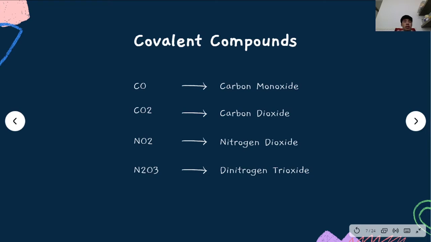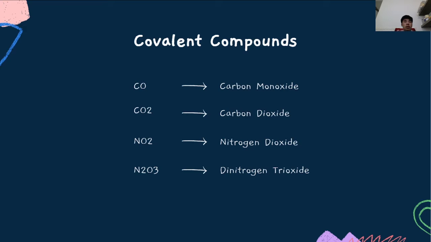Here is the example. There's CO. C stands for carbon and O stands for oxygen. There's one C and one O. We don't need the prefix mono for the first atom. We will use mono on the second atom, so carbon monoxide. The next one is CO2. C stands for carbon and O stands for oxygen. There is one carbon and two oxygen, so carbon dioxide.